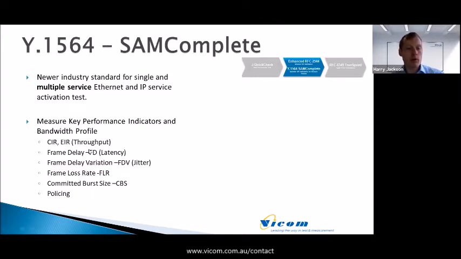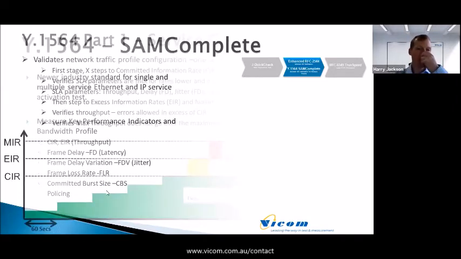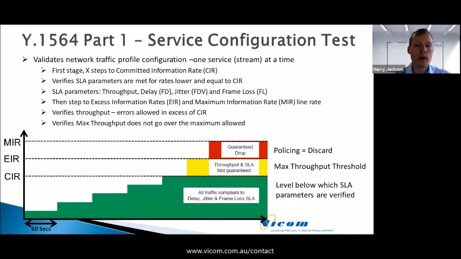So first up, we're going to be talking about measuring bandwidth profiles for the committed information rate. As mentioned, this was something that's going to be dictated in your service level agreement, and your excess information rate. So this will be a rate just above your committed information rate. Your frame delay or latency, your frame delay variation, very similar to jitter. Your frame loss rate, once again, we're going to talk about committed burst sizes, and Y.1564 also looks at measuring and testing for policing.